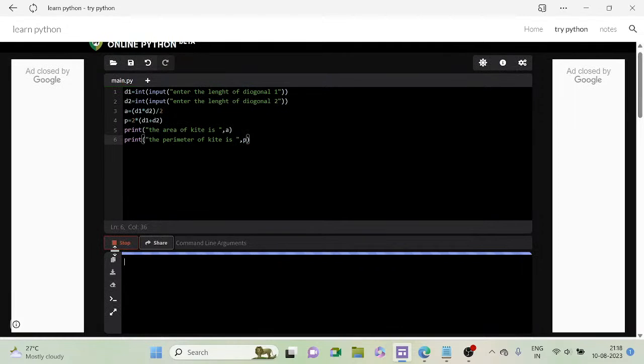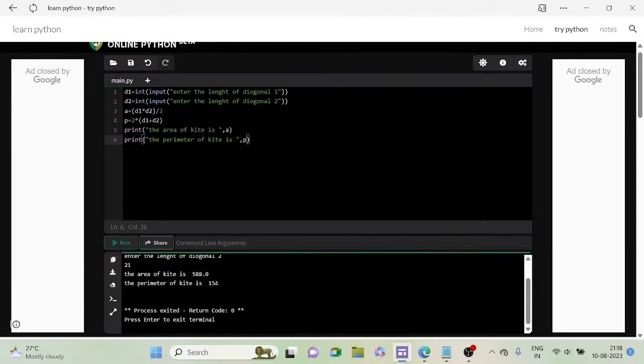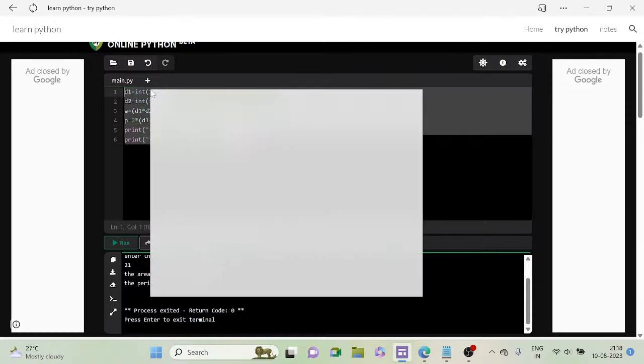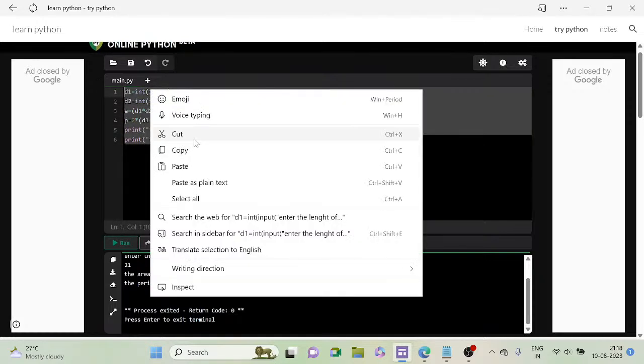Now let's run it. Length of diagonal 1, 56, diagonal 2, 21. Now I have got the area of the kite as 588.0 and the perimeter of the kite as 154. Like this we want to do. Hope it's clear.